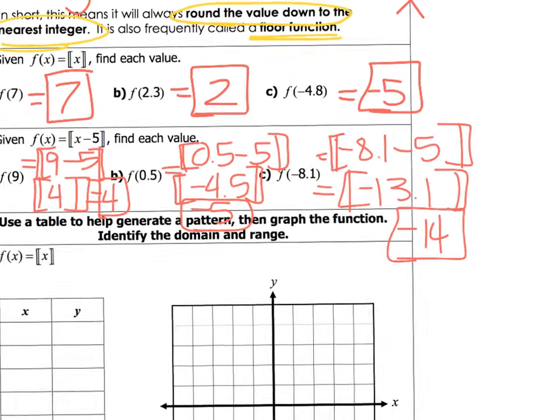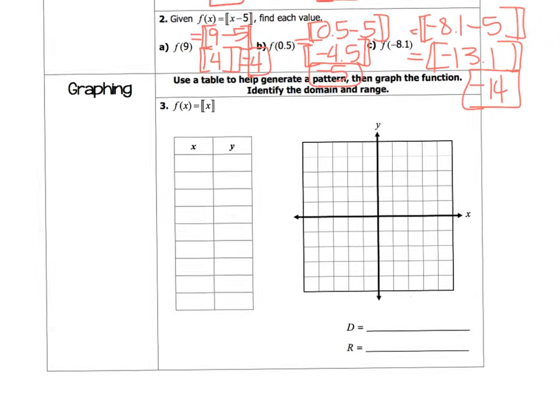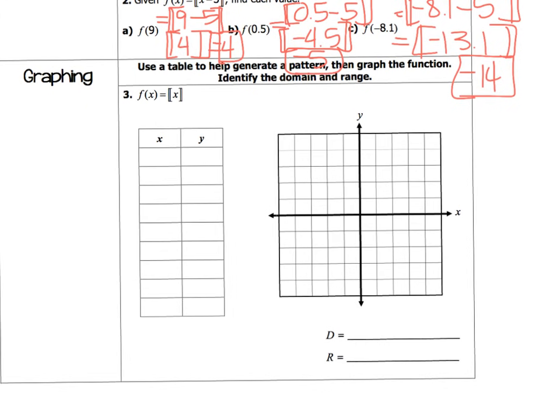All right, now if we want to graph greatest integer functions, our goal is to use a table to help generate a pattern, graph the function, and identify the domain and range. Okay, so we're just going to graph f of x equals the greatest integer of x. So what we want to do first is start with a table. So what I want you to do is look for a pattern if we were to choose different x values.